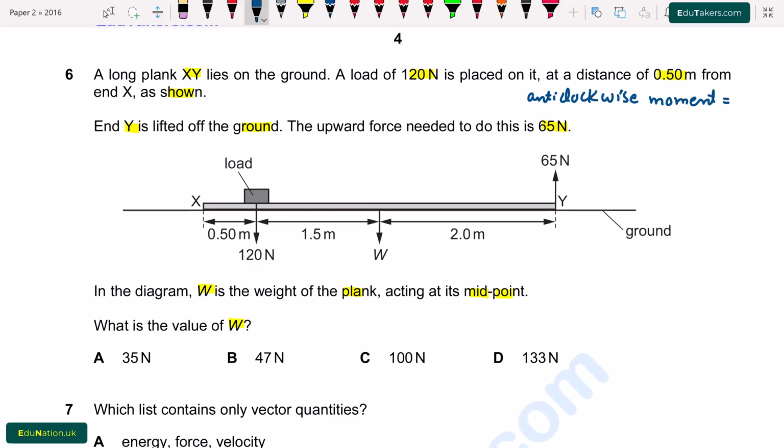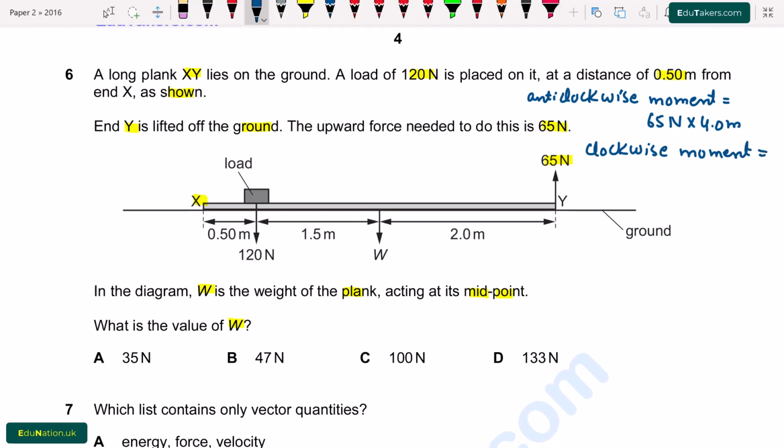Anti-clockwise moment is basically caused by the force that is on the end Y. It is 65 Newton. We also have to find out the perpendicular distance from the pivot point. Here is X. So the total distance is actually equal to the length of the plank, which is 4.0 meter. So I write here 65 Newton multiplied by 4.0 meter. This is the anti-clockwise moment. We also have to find out the clockwise moment. So I write here clockwise moment.